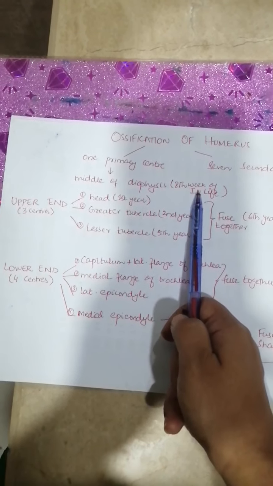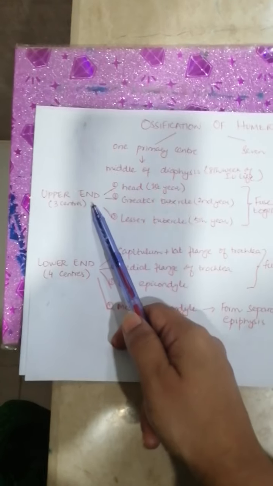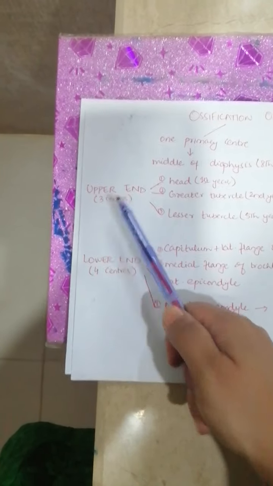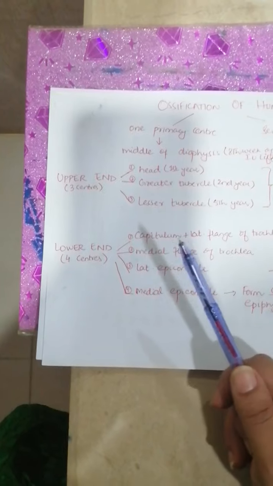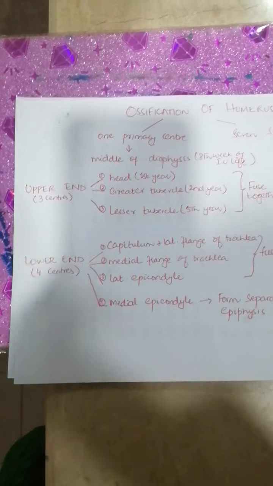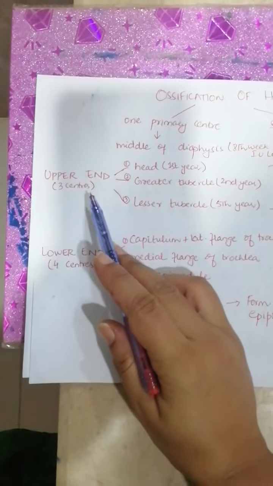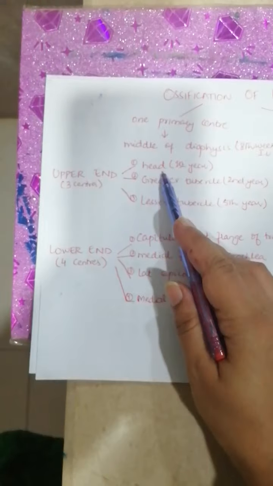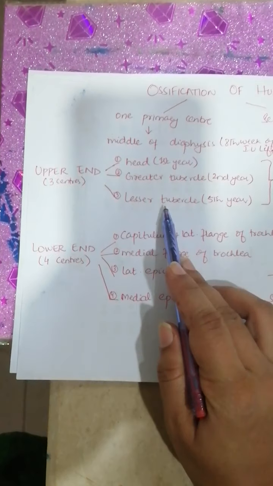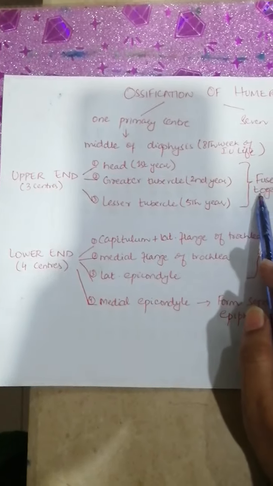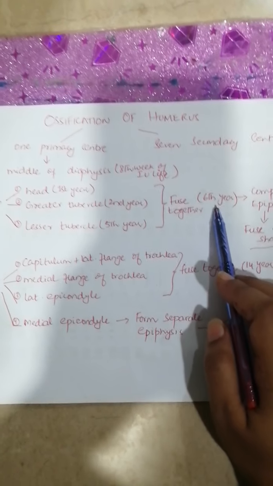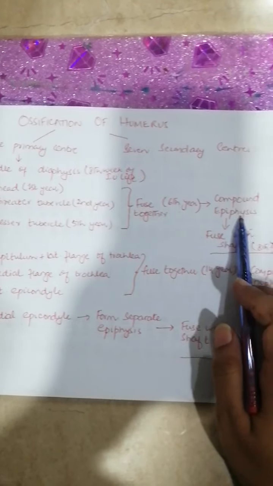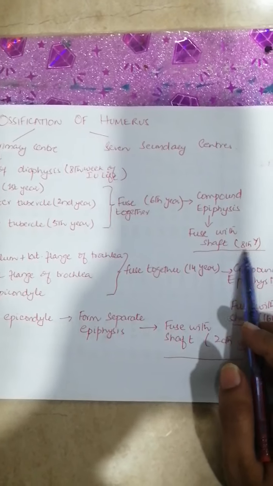Okay, now going towards the different 7 secondary centers. अपर एंड और लोअर एंड के मैंने सेकेंडरी सेंटर्स लिख दिए मैंने इसमें, ताकि आपके लिए इजी हो जाए. So the upper end ossifies from 3 secondary centers, one for the head, one for the greater tubercle, and one for the lesser tubercle. They fuse together in the 6th year, forming the compound epiphysis, which fuses with the shaft in the 8th year of life. Then we go towards the lower end.